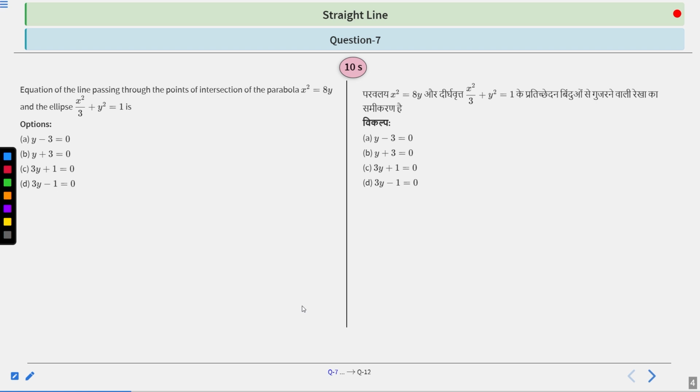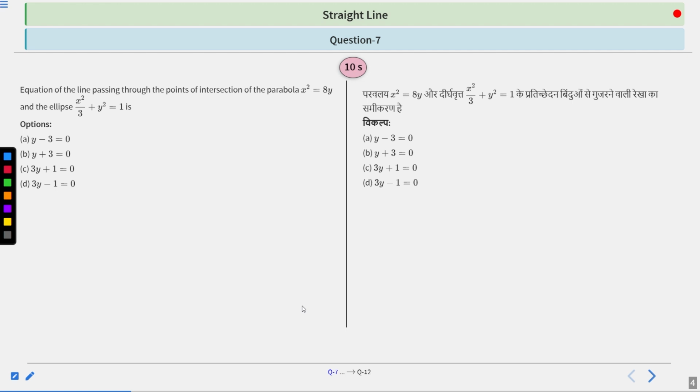So let's start with question number 7. Question number 7 says the equation of line passing through the point of intersection of parabola x square is equal to 8y and the ellipse x square by 3 plus y square equal to 1 is. So we basically have to find the points of intersection of these two curves, right?